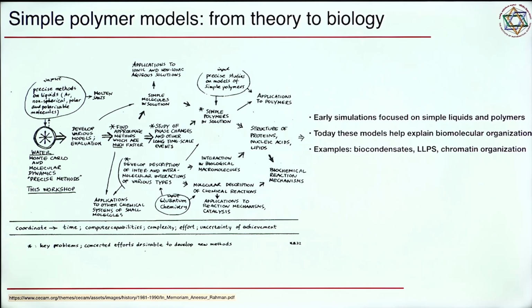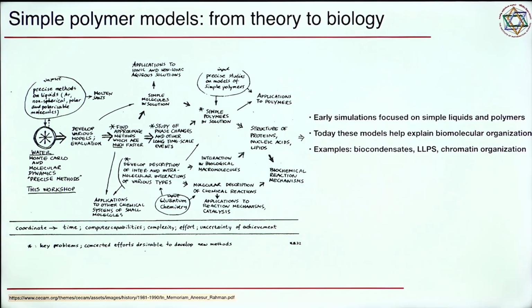Early simulations focused on simple liquids and polymers because computational cost would allow only them. Then computers improved, you had more capability, you started doing all atom, but you are reaching a limit because for certain phenomena all atom is probably too expensive. So there is a resurgence of going back to these simple models, but now you're asking much bigger questions.